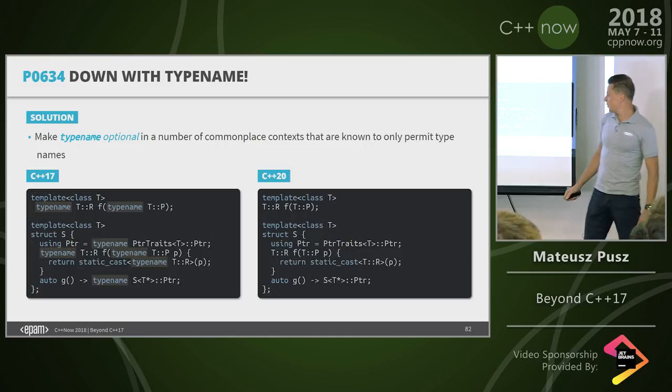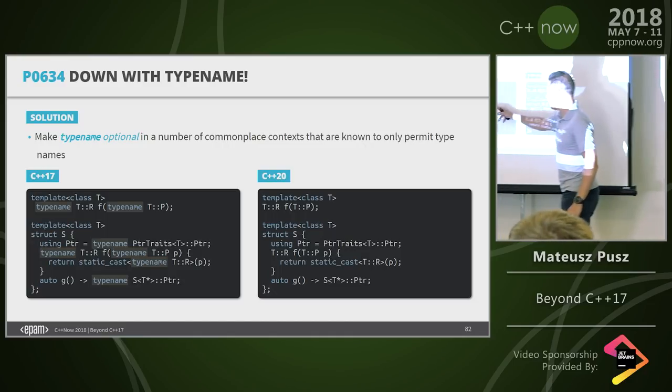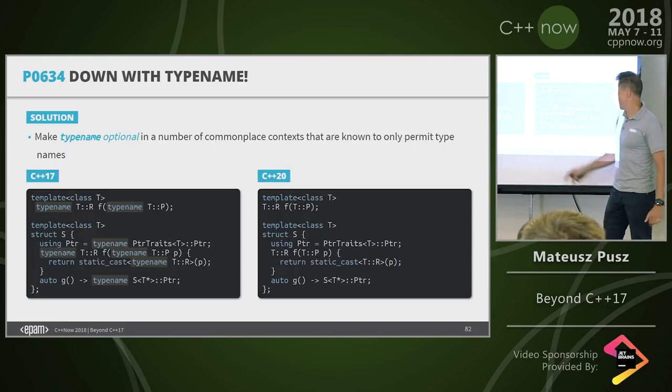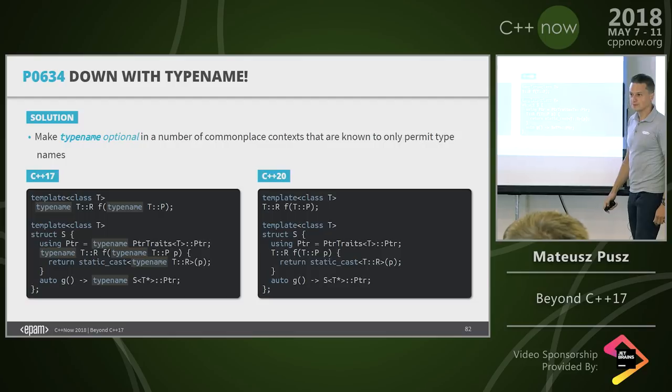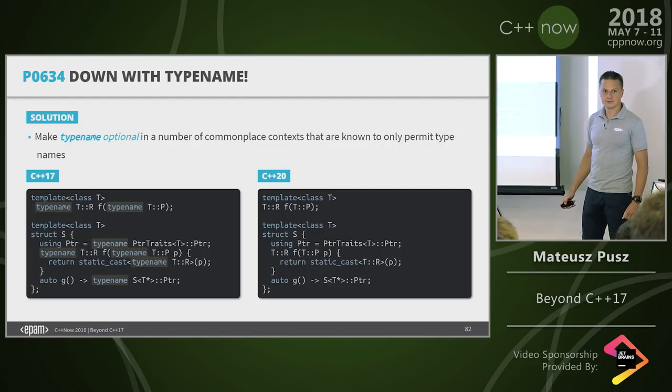The question is, what will happen if the pointer here is not a type but a member? It will be the same for both cases. It will be a compile time error, yes?